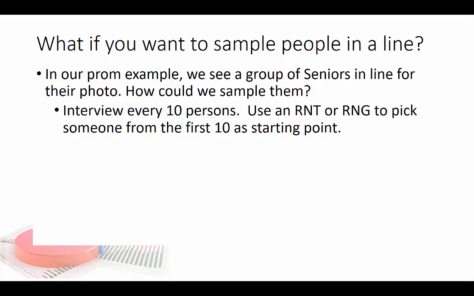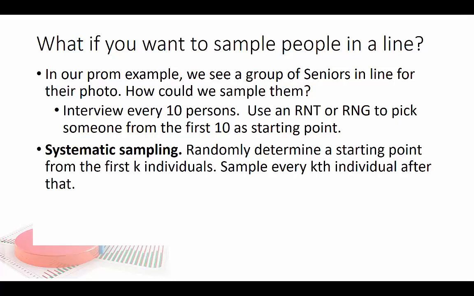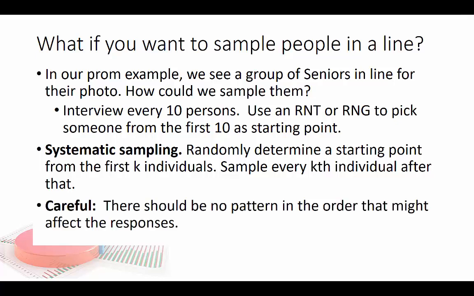Okay, so we would use a random number table or generator to pick someone from the first 10 as a starting point. This is called systematic sampling, where you randomly determine your starting point from your first K individuals. So if you want to sample every 10 or every 20, you then sample every kth individual after that. Careful, there should be no pattern in the order that might affect the responses.